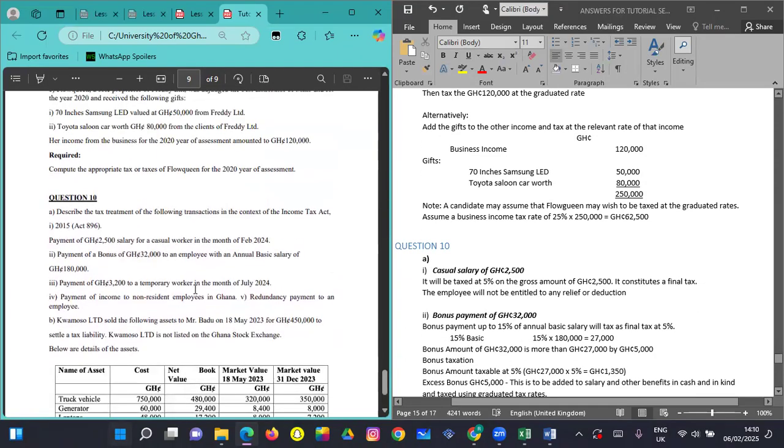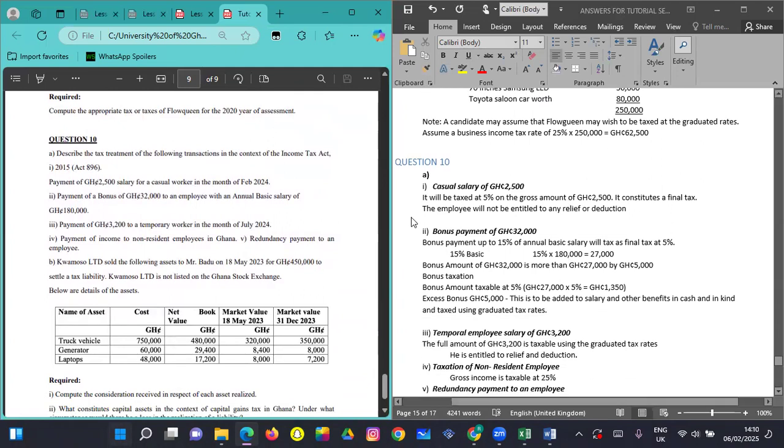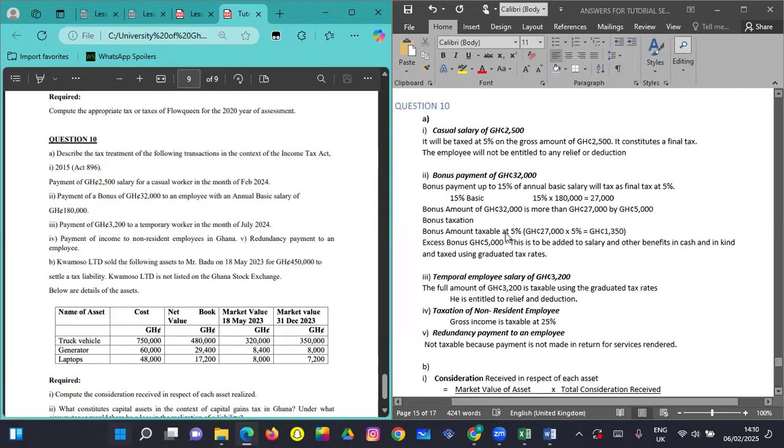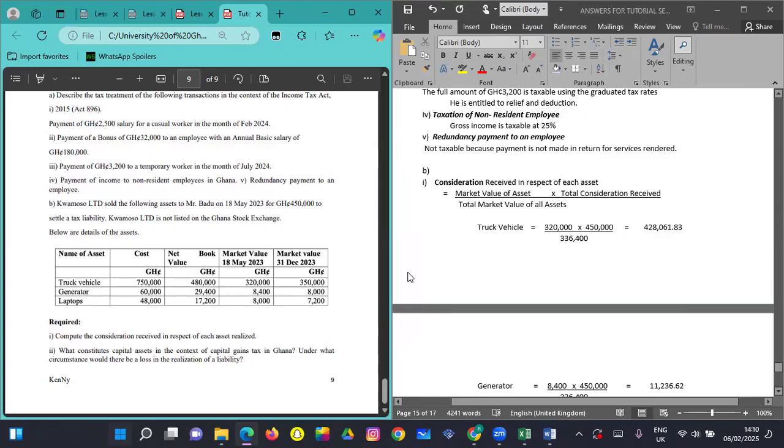Now question 10. Question 10 is here where you're reading. So this is basically what we've been doing. So you can go through. Then B.